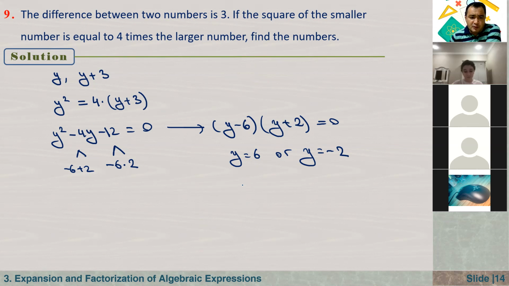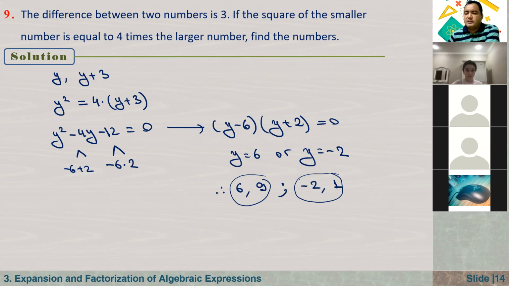The first possible answer is if y equals 6, then 6 plus 3 is equal to 9. Or the second answer is if y equals negative 2, then negative 2 plus 3 is equal to 1. So we have two possible answers. That's the first possible answer. That is the second possible answer.